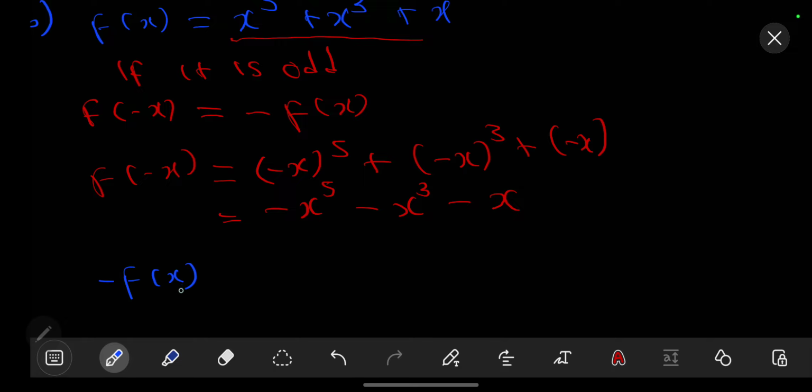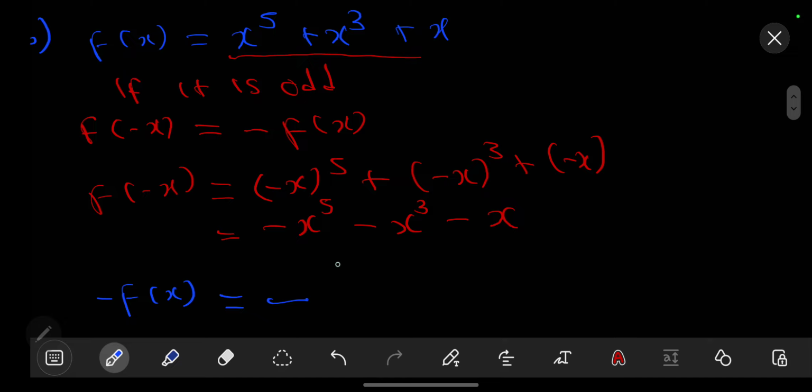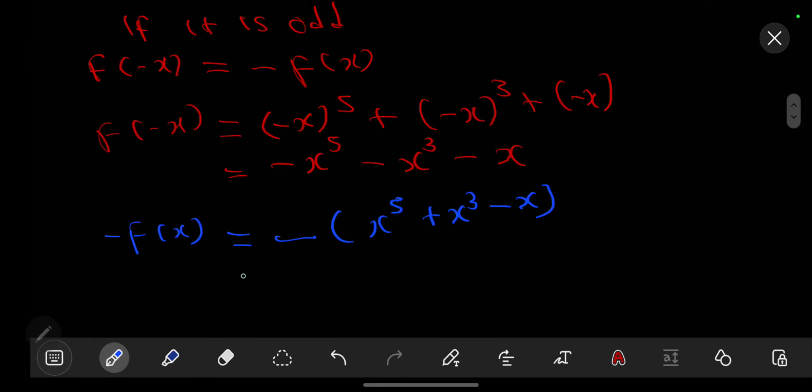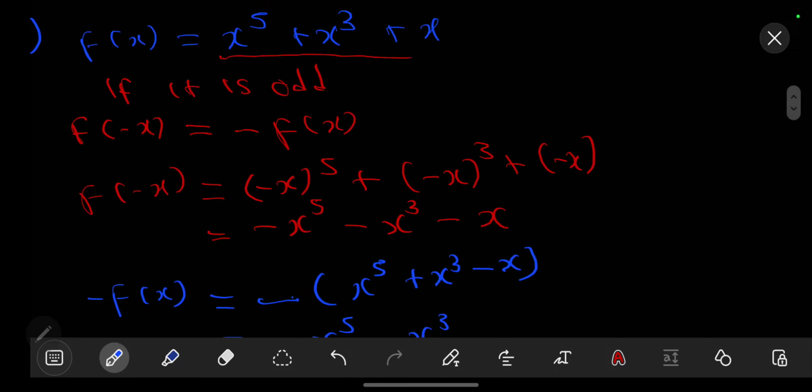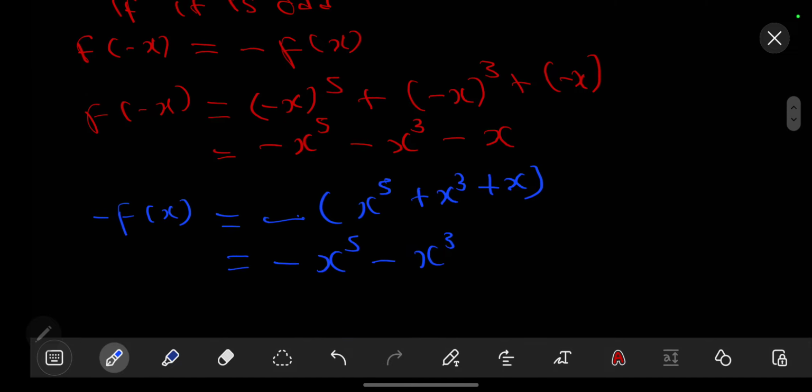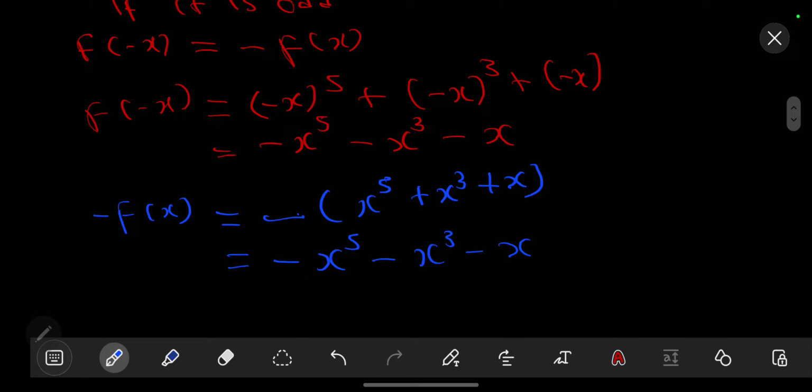So our negative f of x implies that we just put a negative before f of x. So each and everything that makes f of x, we are going to put it in brackets. So we have x to the power of 5 plus x to the power of 3 minus x, like this. So we are going to open the brackets. So we have a negative x to the power of 5. This times this, we are going to have negative x to the power of 3. This times this, we are going to have, the original equation has got plus here. Then we have minus x, like that.